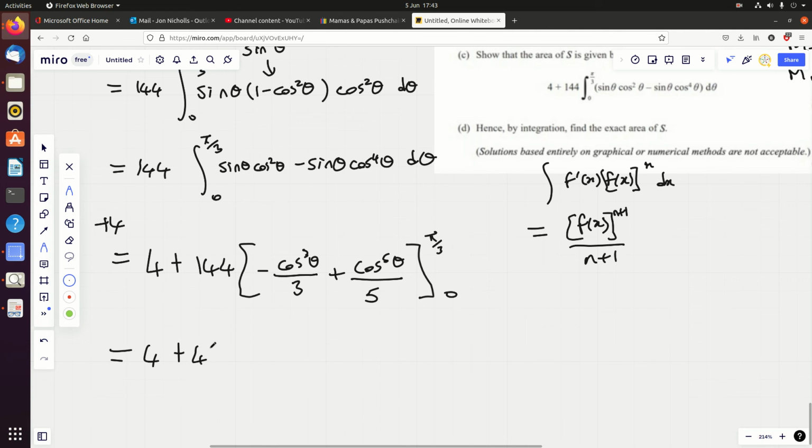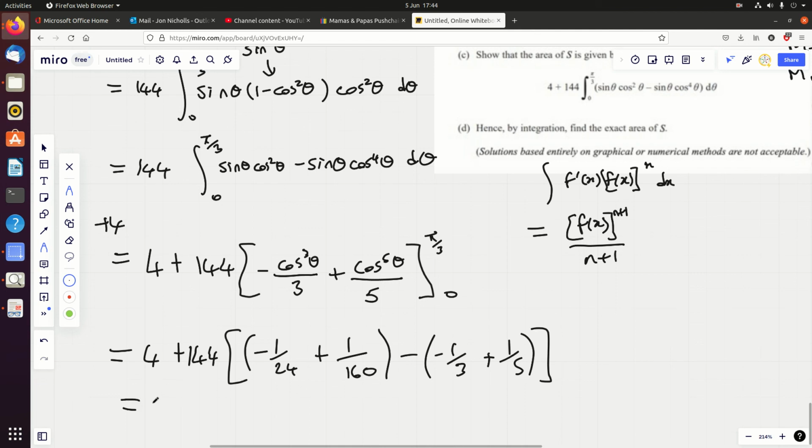And then do check this on a calculator, but I'm going to get cos of 60, that's a half, cubed is 1/8, divided by 3 is minus 1 over 24, plus we're going to get a half to the power of 5, which is 1 over 32, divided by 5, which is 1 over 160, I think. Always plug in the 0 carefully, because when you do cos of 0, you get 1, so you're going to get minus a third, plus cos of 0 is 1 as well, plus a fifth.